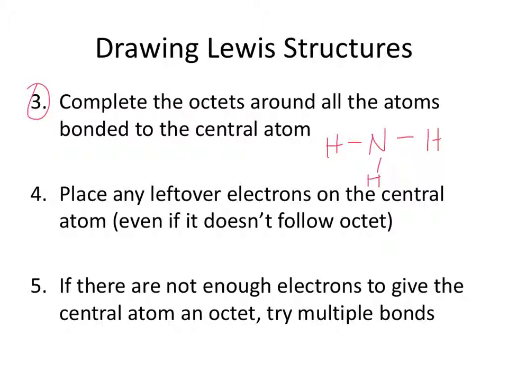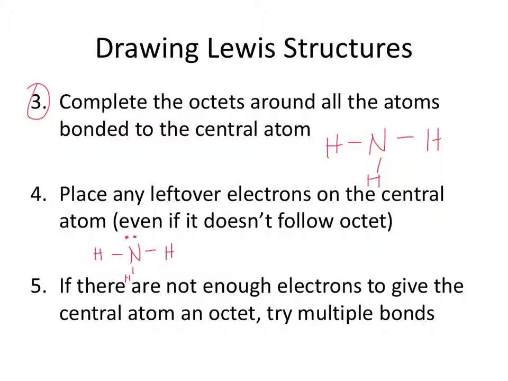So again, I already did this, but if this was my structure, it says to place any leftover electrons on the central atom. Remember, I counted around this, I had 6. But in step 1, if you go back, there are 8 electrons. That is why I put those dots there. So if there are not enough electrons to give the central atom an octet, you've got to try multiple bonds. So I am going to try to fit this somewhere.